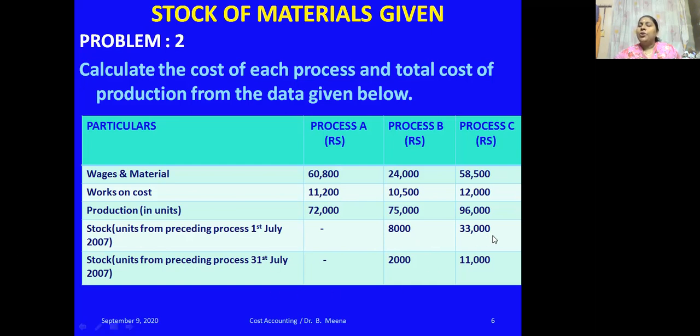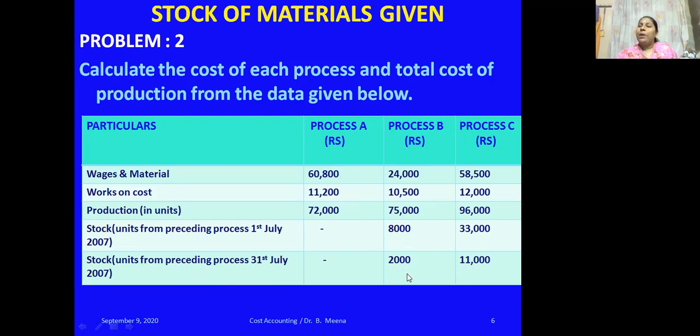Then 33,000 units is the opening stock for process C, which is given in the problem. This 33,000 units is from the previous process. Because what is the previous process for process C? Process B. So whatever rate I calculated for process B for the output, that is the rate I'm going to apply for this 33,000 units as an opening stock for process C. I think you all understand. The same thing, the closing stock. Closing stock is given only for B and C. So 2000 units only given.